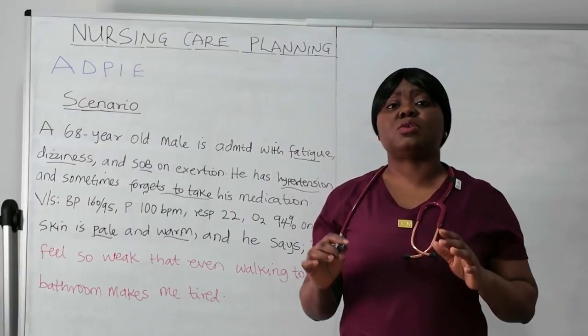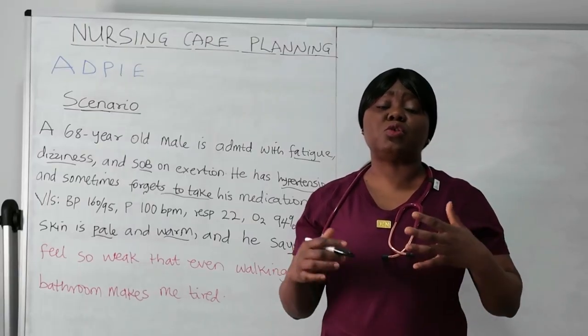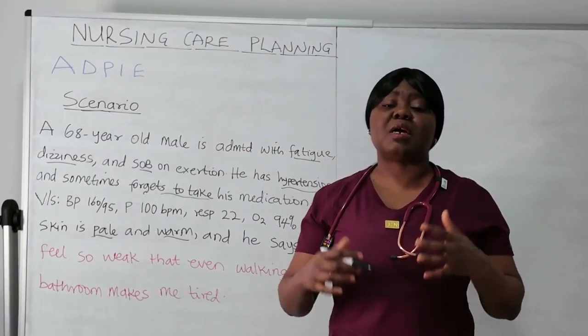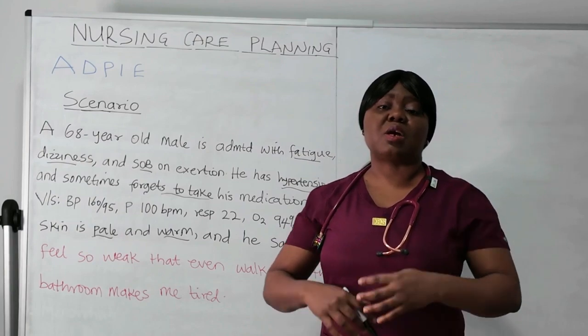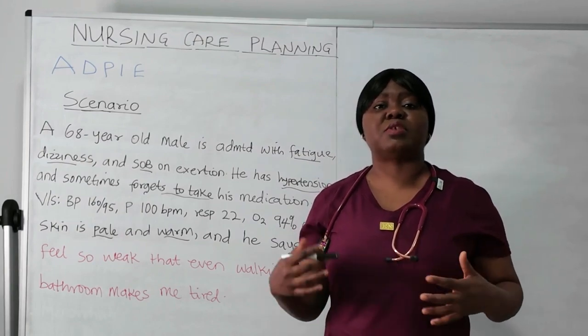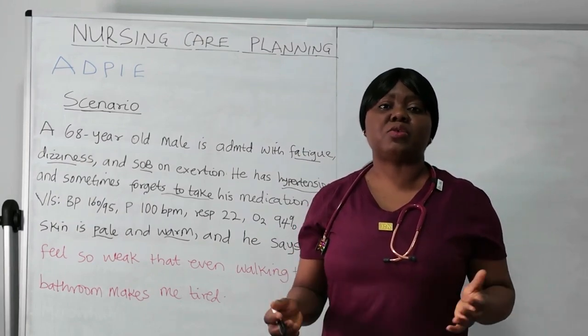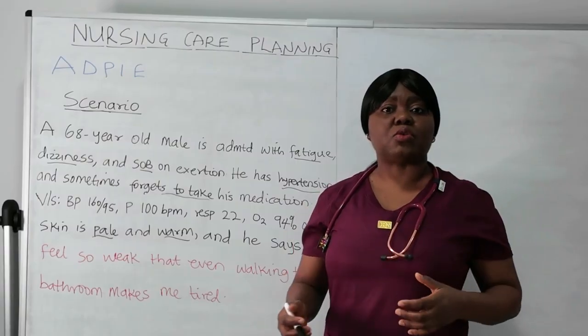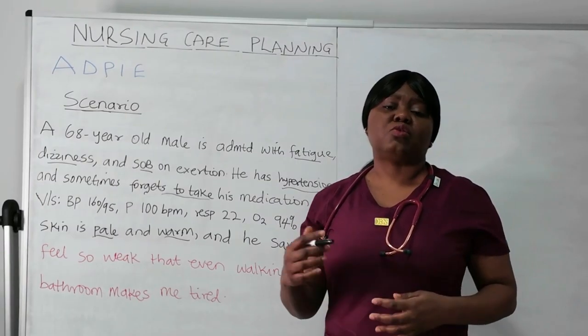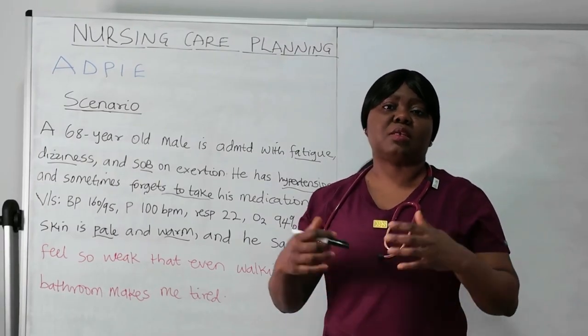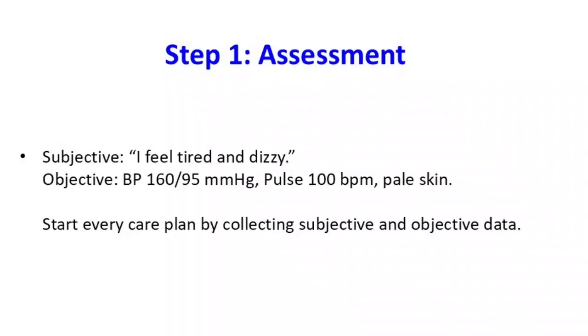The other one is objective data. So that's what you, the examiner, collect from the patient. You can collect this through using techniques of physical examination like inspection, palpation, percussion, auscultation, and also checking vital signs. You can gather objective data like the blood pressure.